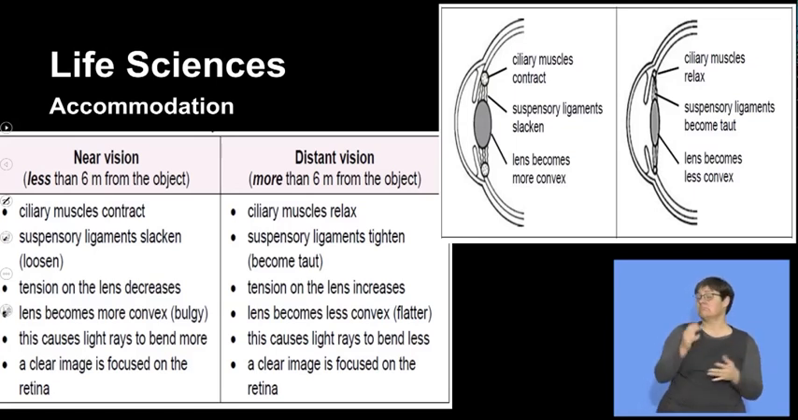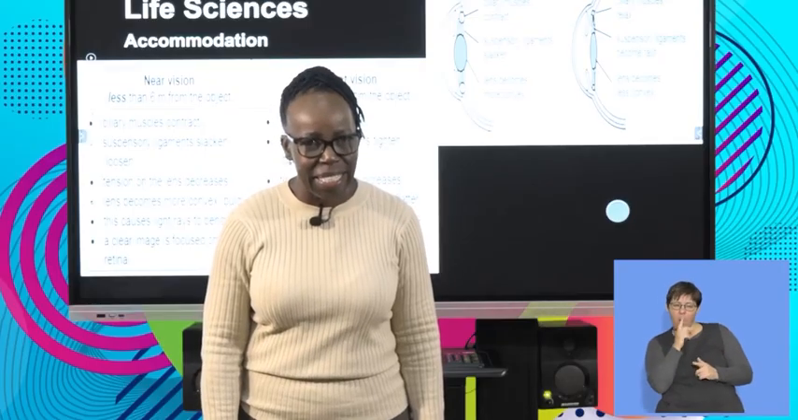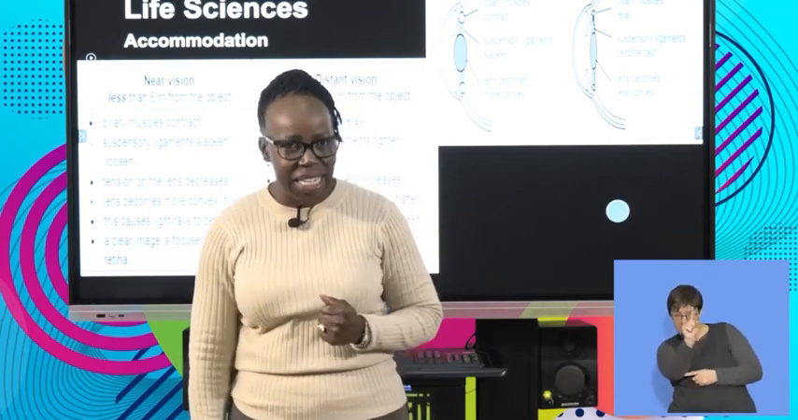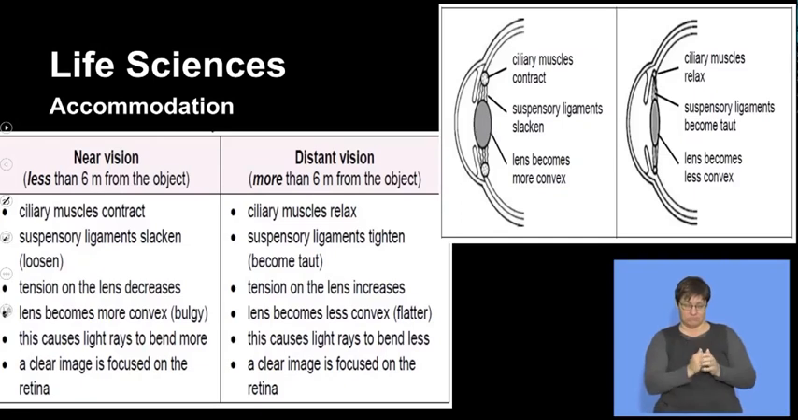So let's look at accommodation. Accommodation, we are looking at the first functioning of the eye. The ability of the eye to accommodate, meaning to see images far and near. So we're looking at an image less than 6 meters, we refer to that image as near. And distance, we're focusing on an image more than 6 meters.